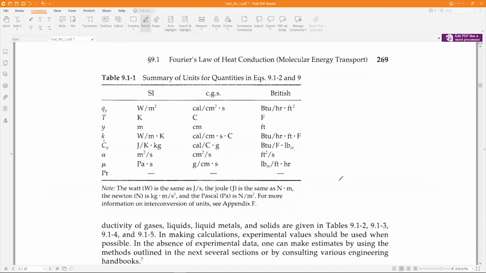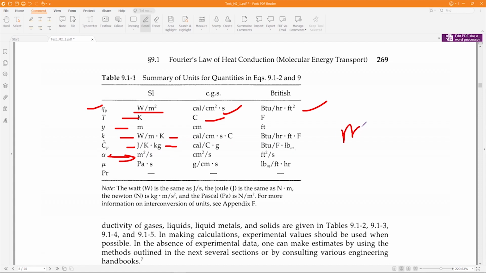Now, okay, we will go to the units once again. So this is nothing but heat flux. Joule per second is watt, and per meter square, that is nothing but heat flux. Okay, this is in Celsius, this is in British units. Temperature can be Kelvin in SI unit, or Celsius. Y distance in meter, centimeter. This is thermal conductivity, watt per meter Kelvin. Specific heat, joule per kg per Kelvin, right? And this is thermal diffusivity.